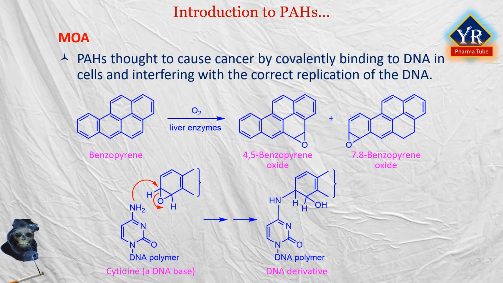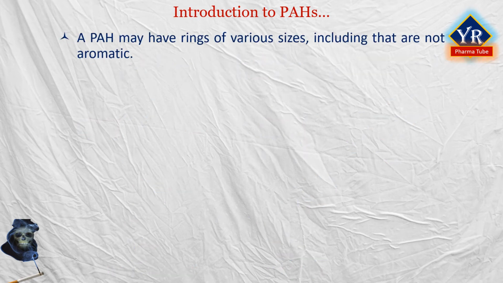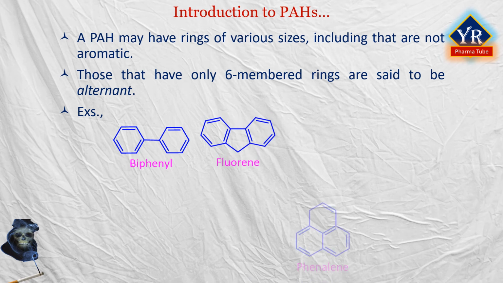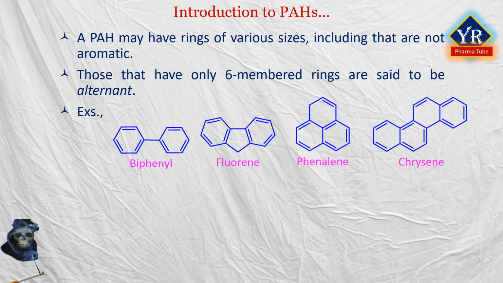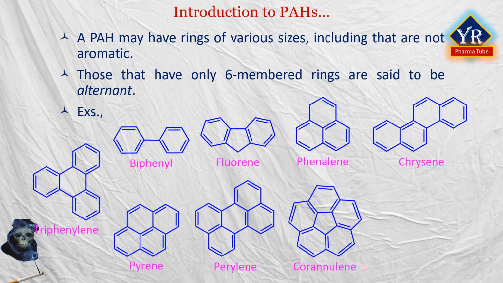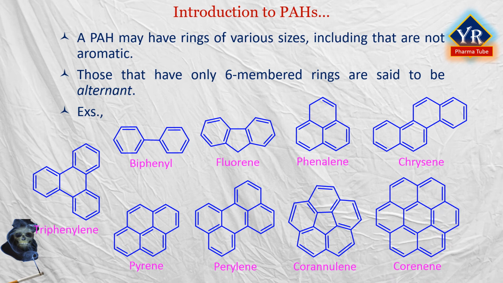A polynuclear hydrocarbon may have rings of various sizes, including some that are not aromatic. Those that have only 6-membered rings are said to be alternant. Here are examples that vary in the number and arrangement of their rings: naphthalene, biphenyl, fluorene, anthracene, phenanthrene, biphenylene, tetracene, chrysene, triphenylene, pyrene, pentacene, perylene, benzopyrene, corannulene, benzopyrylene, coronene, ovalene, and benzofluorene.